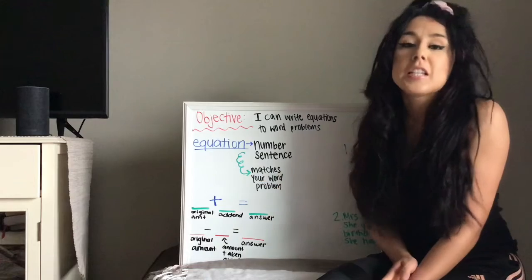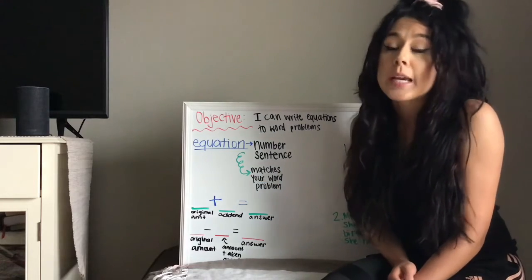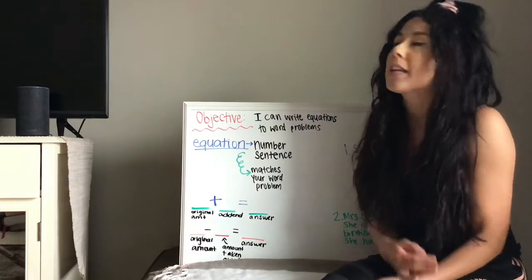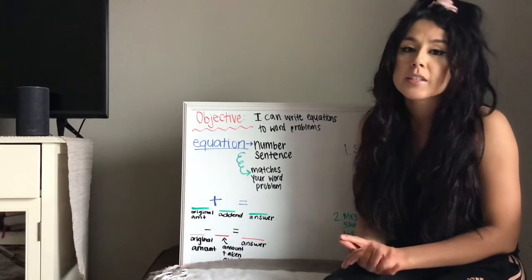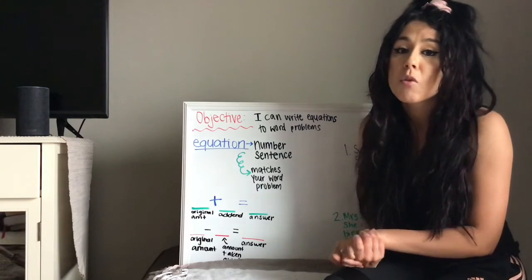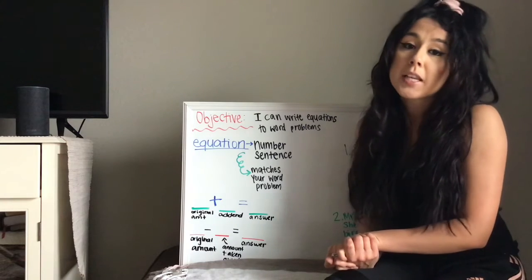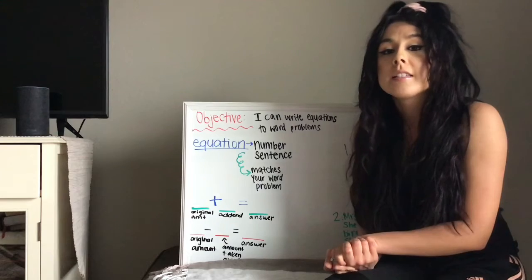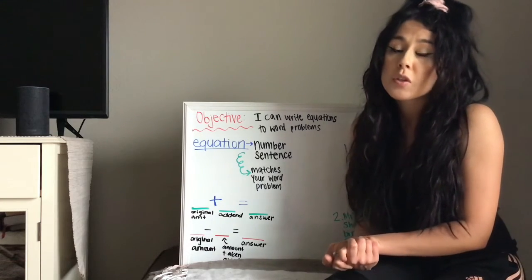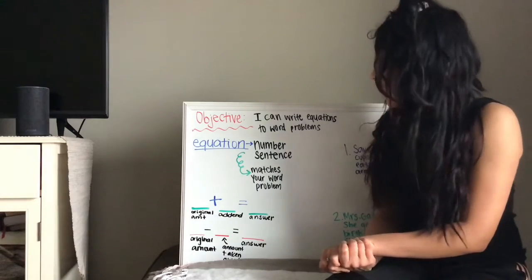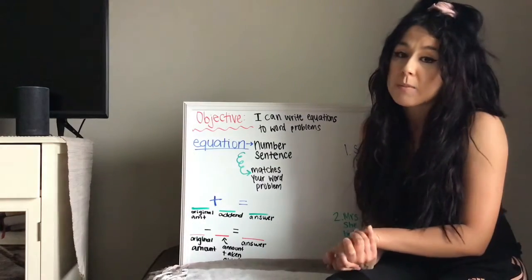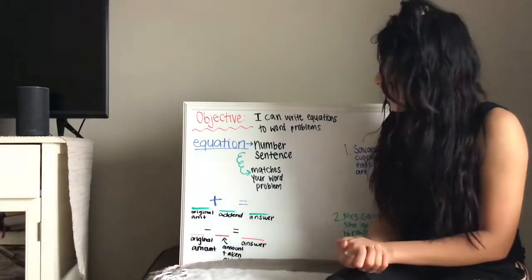So an equation, can you say that word with me? Equation. Good job. An equation is just a really fancy way of saying a number sentence. We've talked about number sentences before. For example, 4 plus 3 equals 7 is a number sentence. 7 minus 4 equals 3 is another number sentence. A number sentence needs to match your word problem, and we'll talk more about that in 1 second.